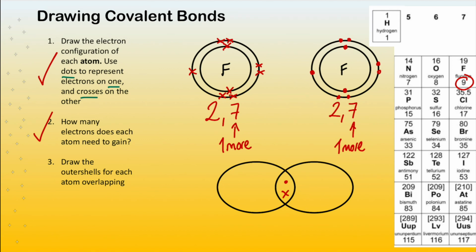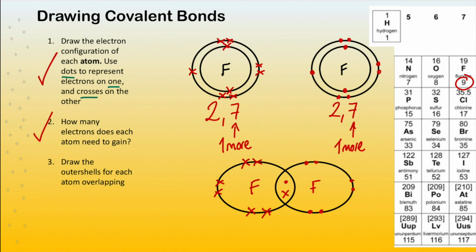If we draw then the rest of the electrons onto the shell, for the left-hand fluorine, it had 7 electrons in its outer shell. We've got 1 drawn, so we'll draw the other 6. 1, 2, 3, 4, 5, 6. And for the dotted fluorine, we've got 1 already, 2, 3, 4, 5, 6, 7 in total. That's how many it had in its outer shell.